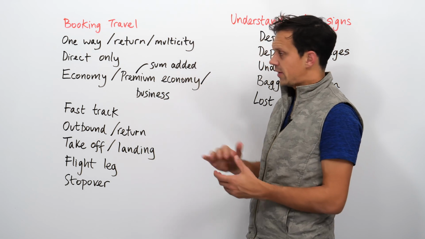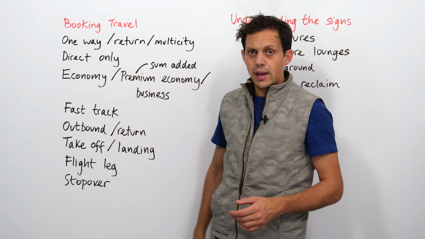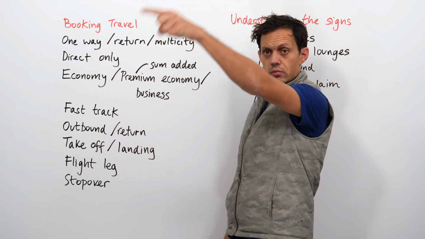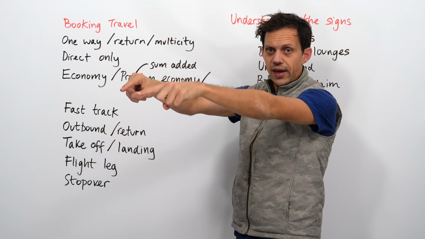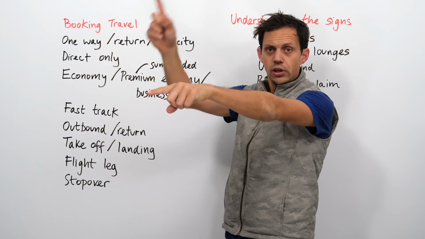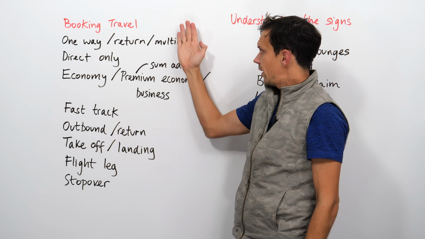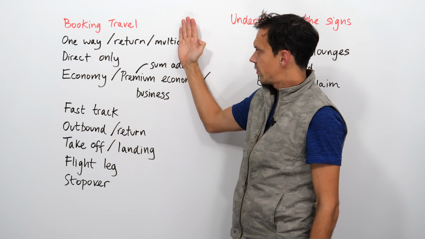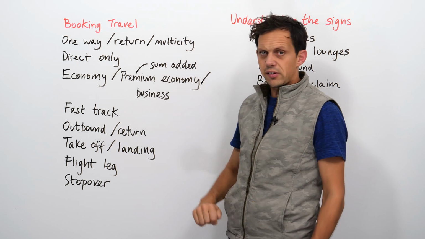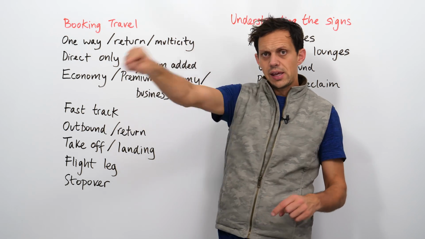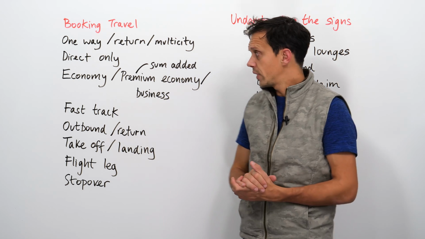So, booking tickets, what words do we need to know? One way. One way means you go there and you don't come back. You stay there. Return means you go there and you come back. Multi, the prefix, so the bit at the beginning of the word, means many. And then cities. So you're going to go here, here, here, here, here, here, here.